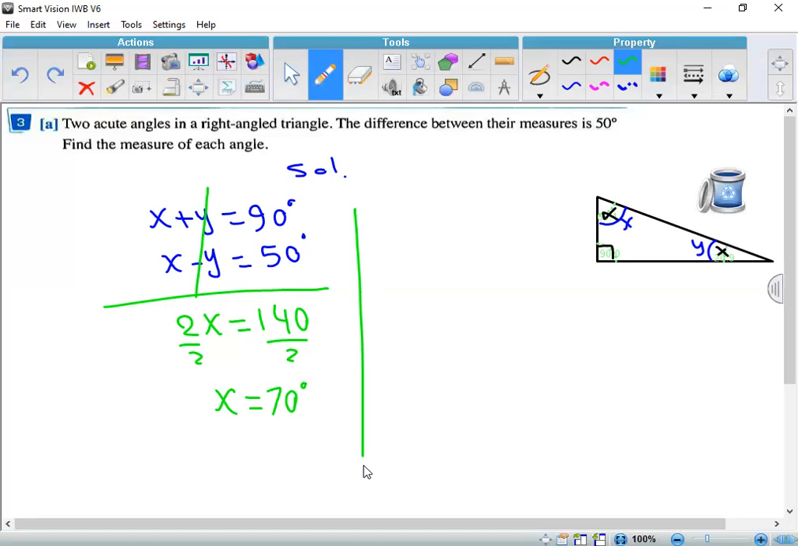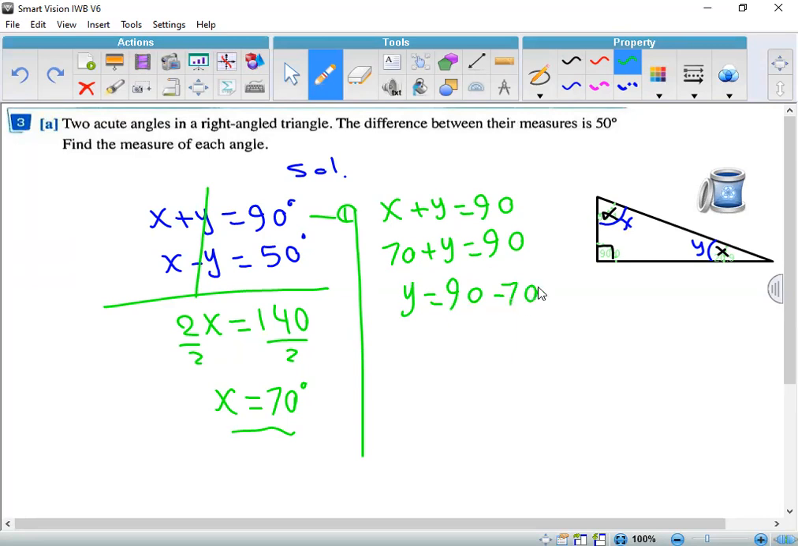Yes, substitute in this equation x plus y equals 90. We found that x equals 70, so 70 plus y equals 90, y equals 90 minus 70, y equals 20 degrees. Then the measures of the angles are 70 and 20 degrees, this is x and y.